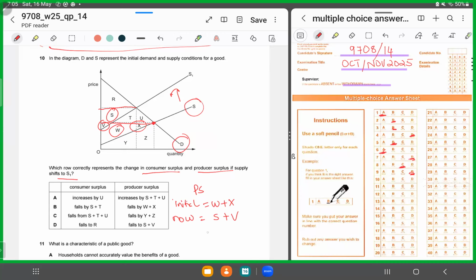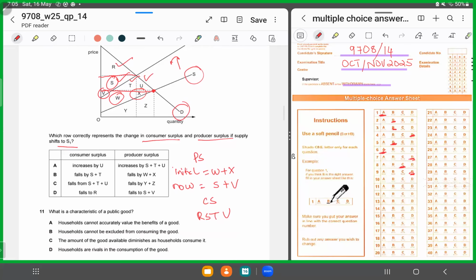What about consumer surplus? Initial consumer surplus was RSTU. The maximum the consumers were willing to pay and the price they paid. Right? Now, what's the consumer surplus? R. So now it's R. Initially, it was RSTU. And now the producer surplus is S plus V.